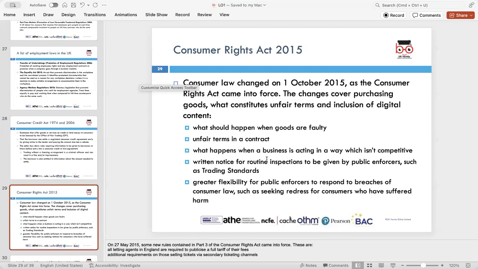What happens when a business is acting in a way which isn't competitive? Written notice of routine inspection to be given by public enforcers such as trading standards. Greater flexibility for public enforcers to respond to breaches of consumer law, such as seeking redress for consumers who have suffered harm. So there should be a wider degree of flexibility for public enforcers to respond to violations of consumer law, such as the ability to seek remedy for consumers who have fallen victim or injury.